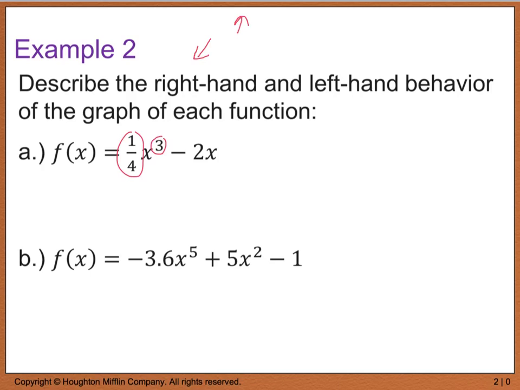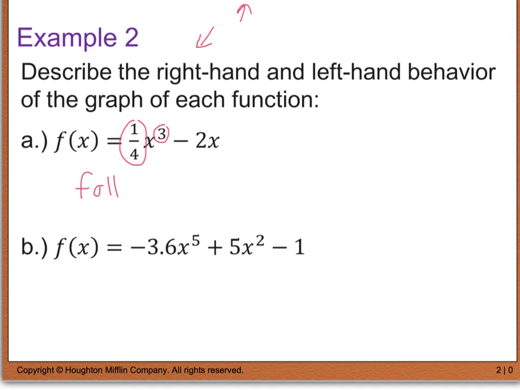So we're going to write that down, and we're going to say something to the effect that we're going to fall to the left and rise to the right.